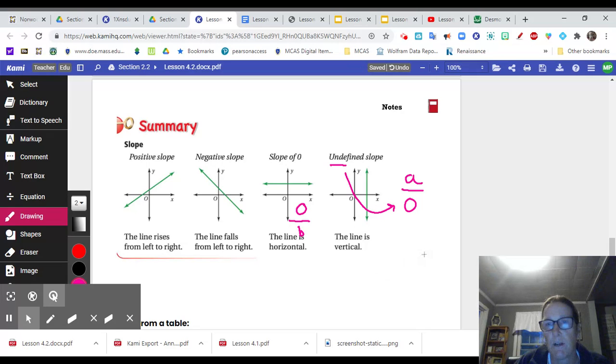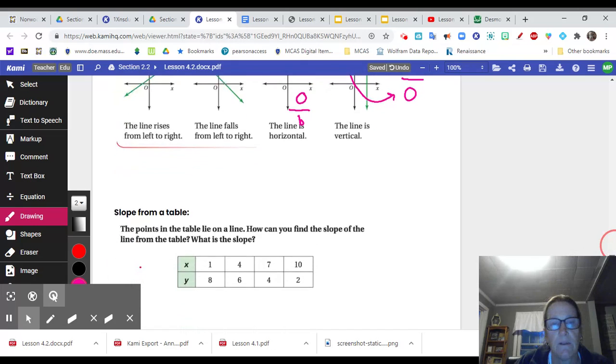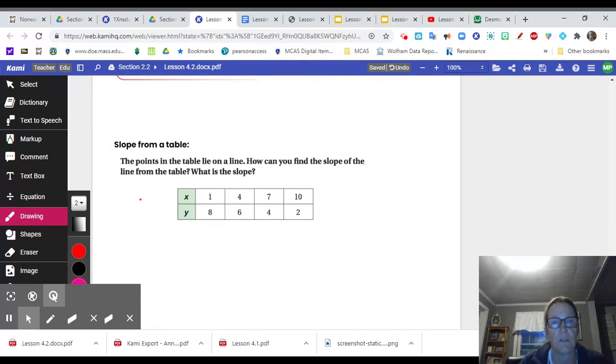Now, the last example we're going to do is, what if you're given a table? So what if you're given a table and someone tells you specifically the points in the table lie on a line, okay? That's key, because if they didn't lie on a line, we wouldn't try to find the slope. We might find the difference or do other things with them, but we wouldn't call it the slope. So we could take these points and graph them.